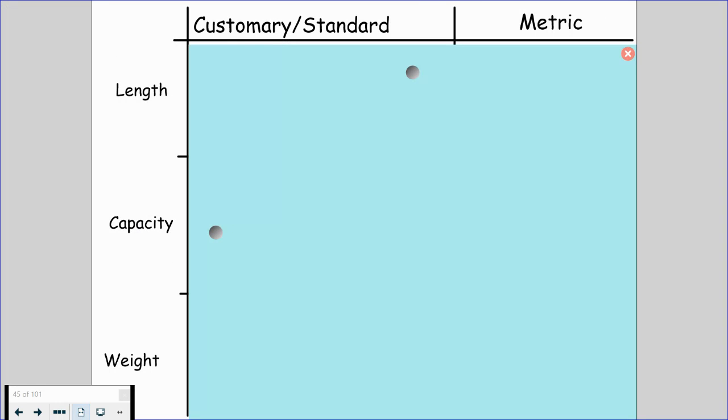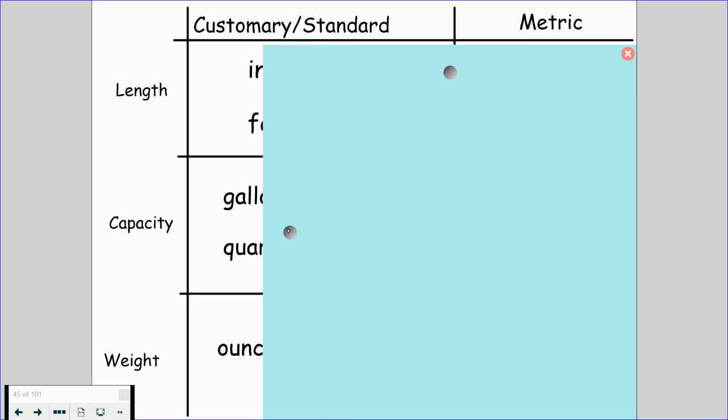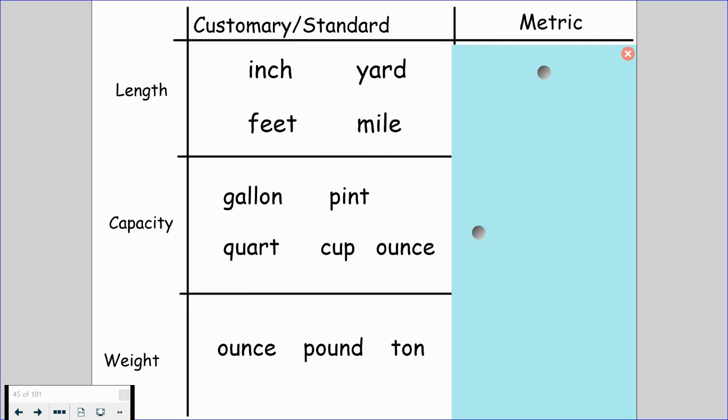Hello, everyone. We are continuing with our math work in topic 13, dealing with measurement. But today is going to be the first day that we switch from the customary system of measurement to the metric system of measurement. So over the last few days, we have been focused on the customary system of measurement. Remember, the customary system of measurement is the system that we use here in the United States.